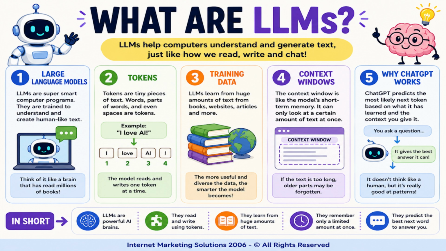You may also hear people talk about tokens. Don't worry. This is actually simple. Tokens are just small pieces of text. Words can be tokens. Parts of words can be tokens. Even punctuation can be tokens. LLMs read and predict these tiny pieces step by step, kind of like building a giant puzzle one piece at a time.